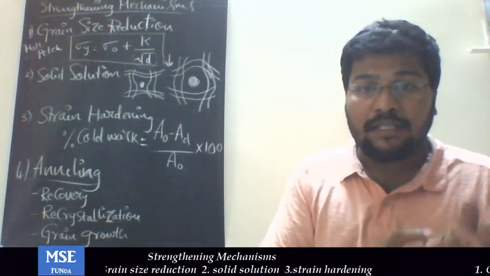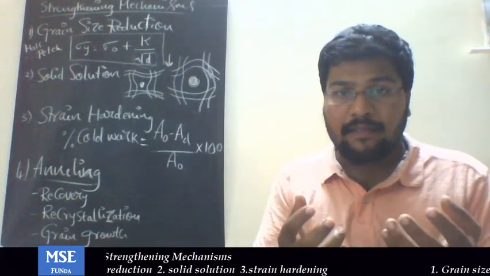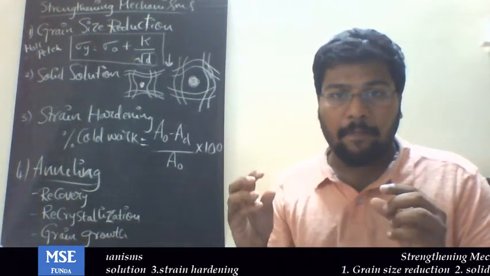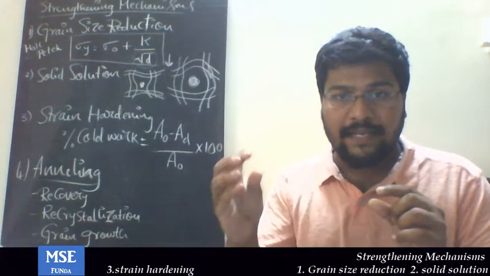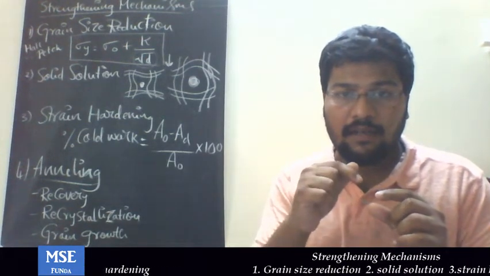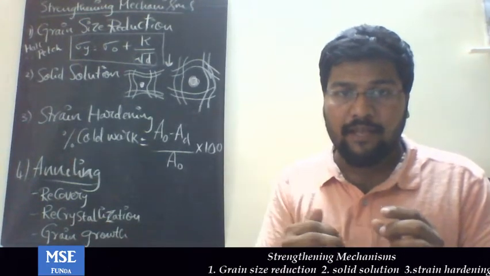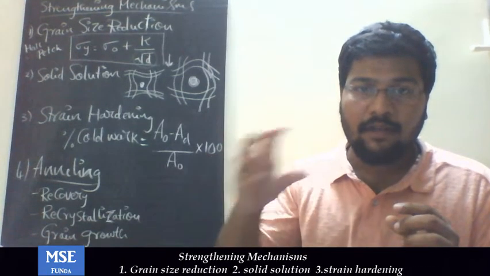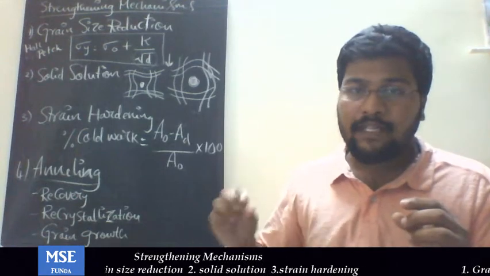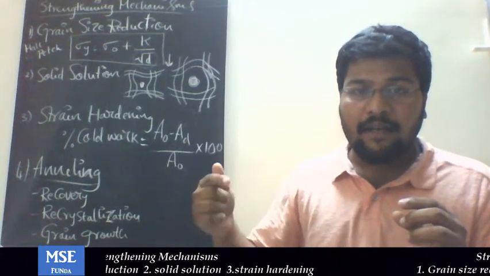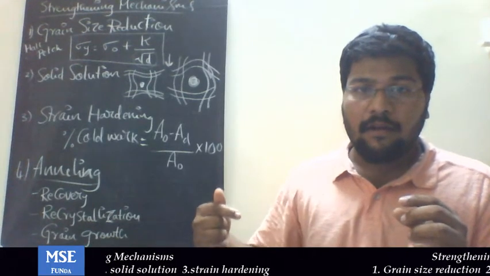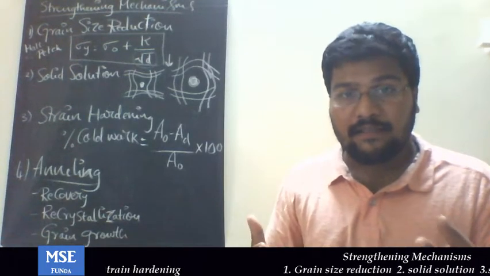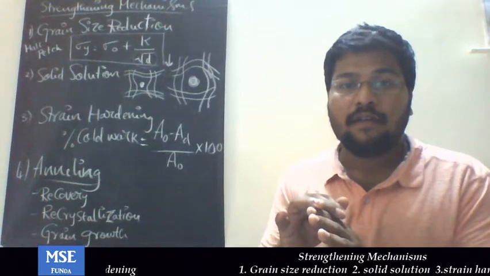Since doping is done with a foreign element or a foreign atom, the atomic size mismatches. The atomic size in comparison to that of the original base metal atom will vary. It could be larger than the original atom, or it could be smaller than the original atom. Even in such scenarios, it will generate stress in the lattice, and this stress will impede the motion of the dislocation.